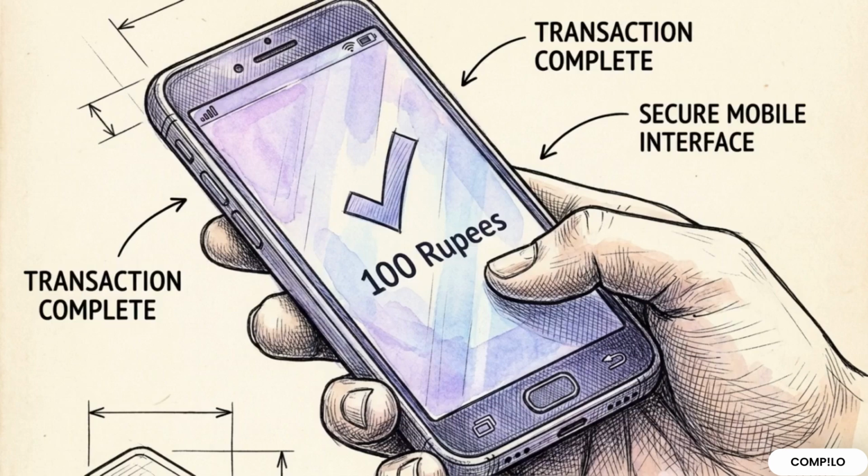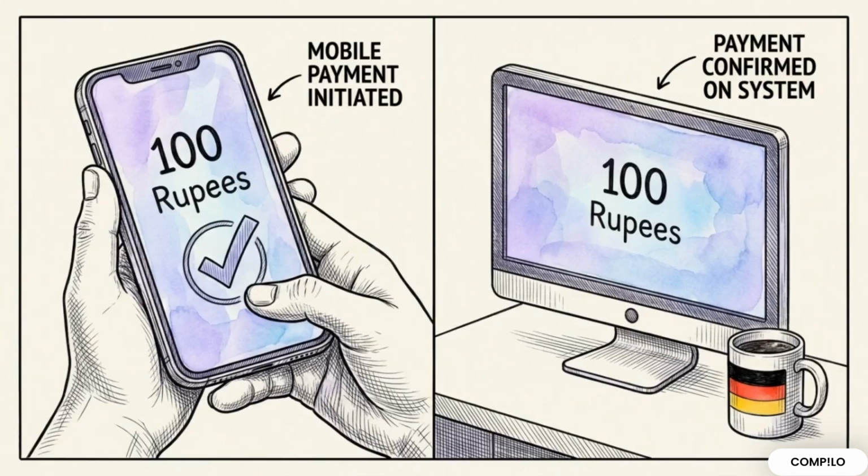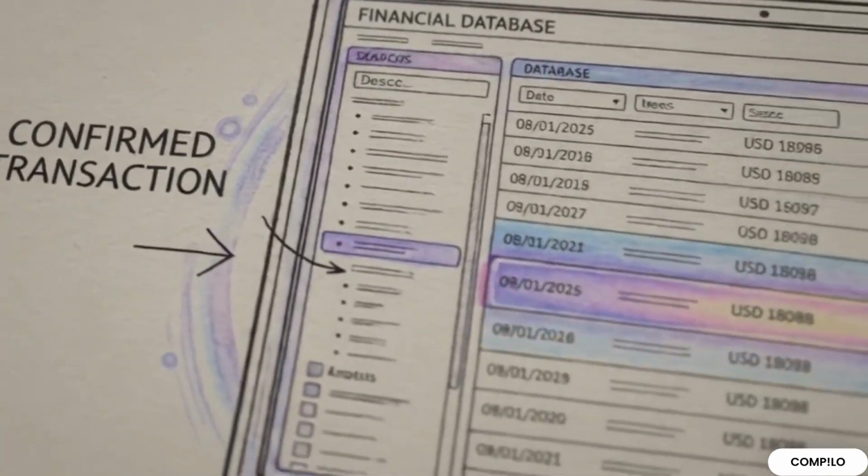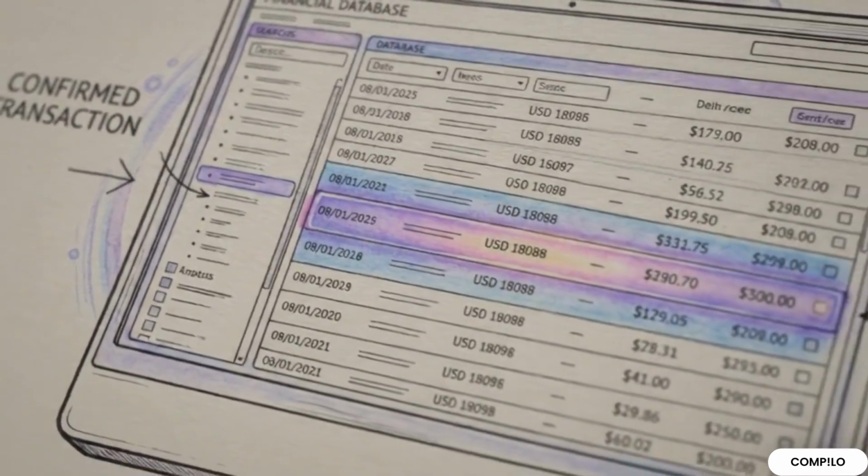Imagine you have a digital record of a 100 rupee transaction. Somewhere across the world, a stranger in Germany holds the exact same record. No bank approved it, no central authority verified it, yet both of you trust the ledger completely.